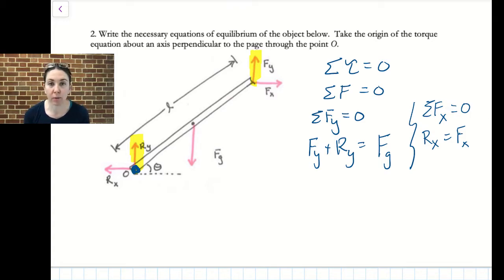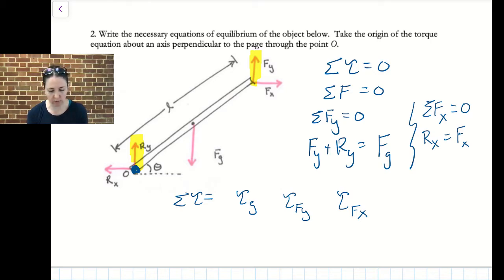Now, the R forces, Rx and Ry, are not causing any torque if my axis of rotation is at point 0, because there is no lever arm. And so the sum of the torque will be equal to my torque due to gravity, my torque due to Fy, and my torque due to Fx. Using your right-hand rule, you can see that the torque due to gravity will cause a clockwise rotation, which will be negative torque. The torque due to force Y causes a counterclockwise rotation, or positive torque, and the torque due to X causes a negative rotation.